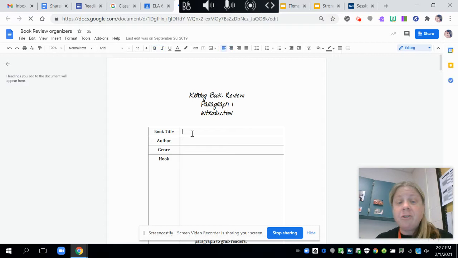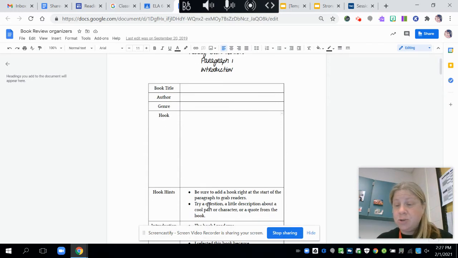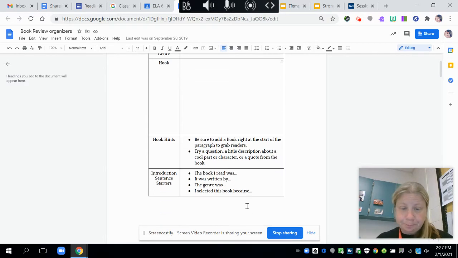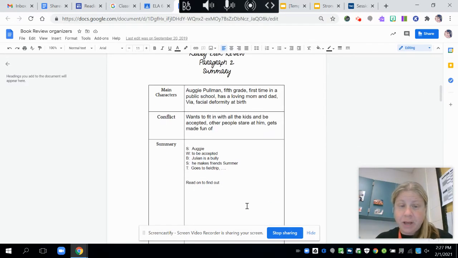So you would start off with your book title, the author, and the genre. So is this historical fiction or realistic fiction? And then some kind of a hook to grab your reader. You can see that you can use a question. Have you ever wondered what it's like to be a wizard? Or maybe it's a little description about your main character. Or maybe it's a cool quote from your book that you were able to find. I kind of gave you an example here for you.